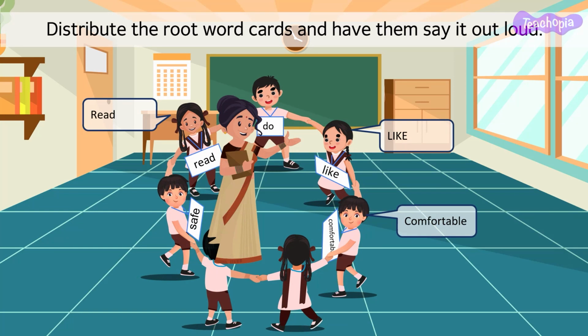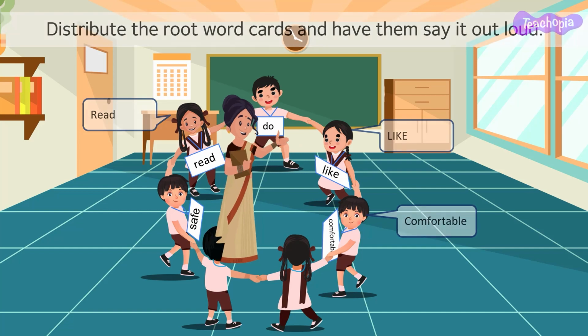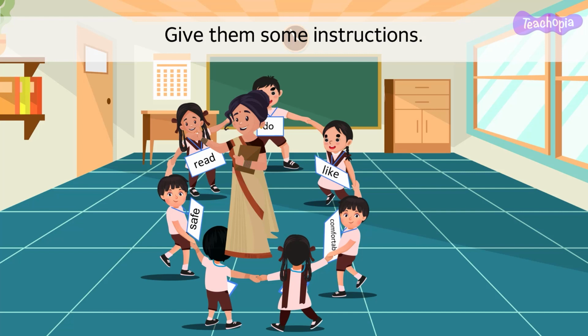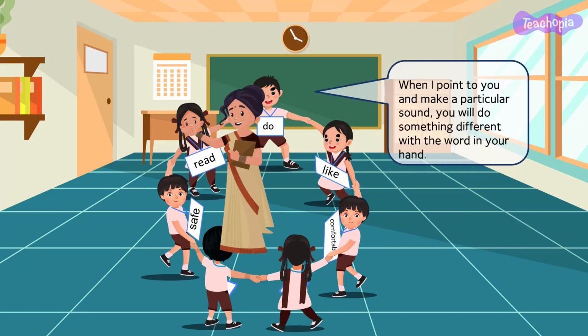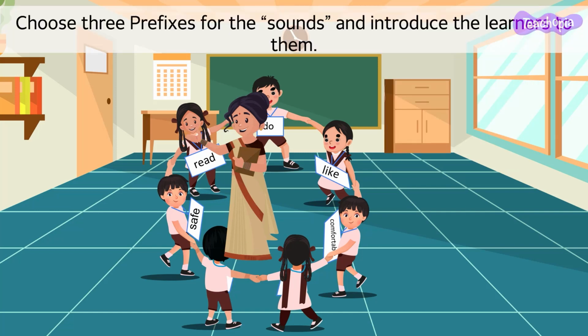Like. Comfortable. Read. Do. Now, stand in the circle and give them some instructions. Children, we are going to do an activity. I want you to follow my instructions carefully. When I point to you and make a particular sound, you will do something different with the word in your hand. Choose 3 prefixes for the sounds and introduce the learners to them. Ensure they have heard you clearly before you proceed.